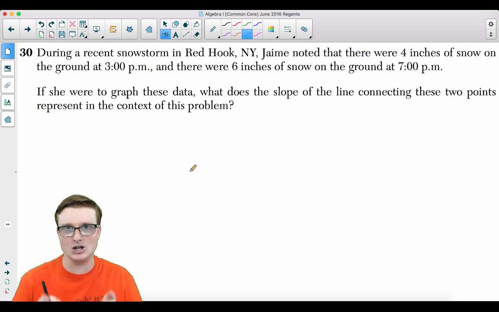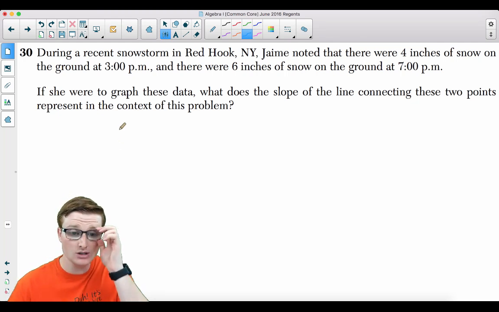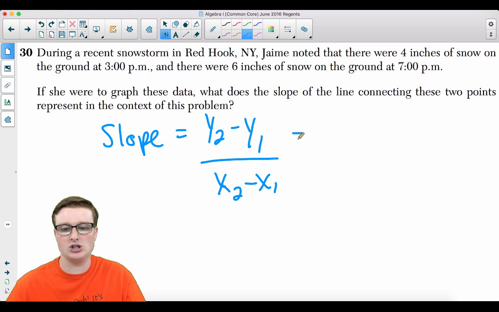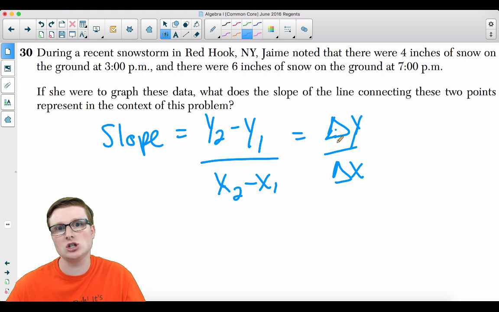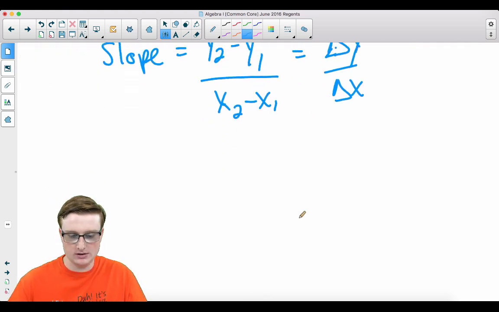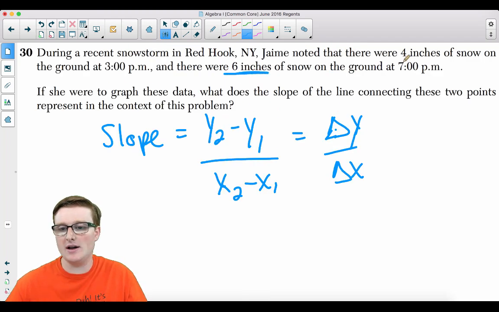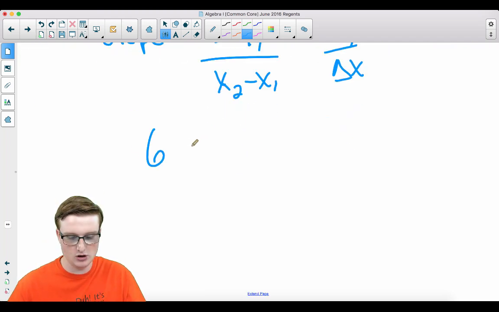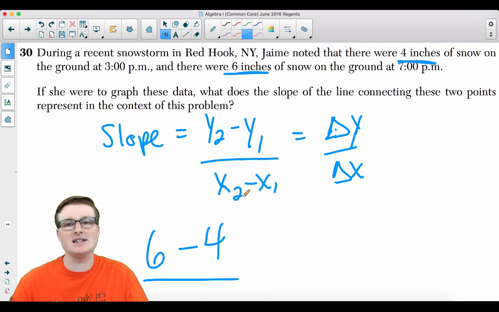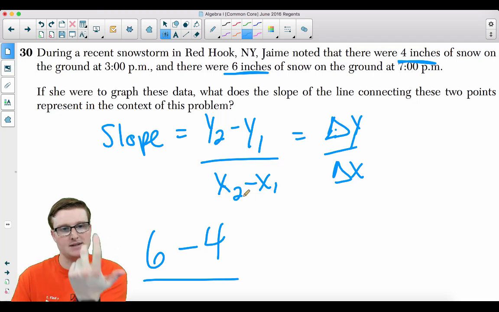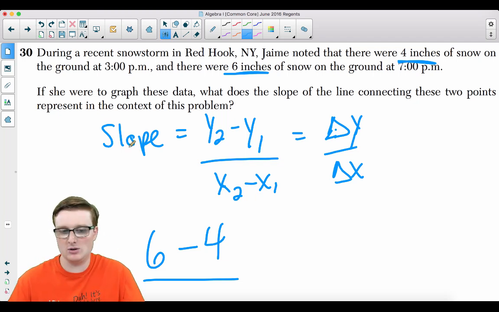So first and foremost, you actually have to find the slope. Slope, remember, is y2 minus y1 over x2 minus x1, which is the same thing as delta y over delta x, the change in y over the change in x. So we take 6 inches of snow minus 4 inches of snow, divided by the time that went by. How many hours is between 3 and 7? 3 to 4, 4 to 5, 5 to 6, 6 to 7. That's a total of 4 hours.